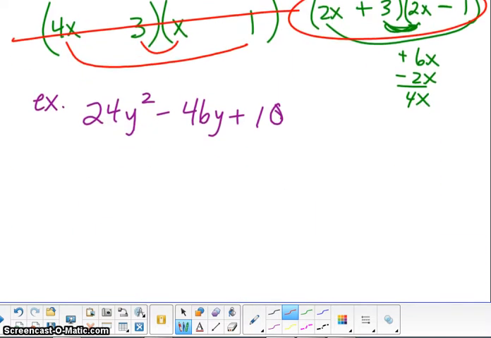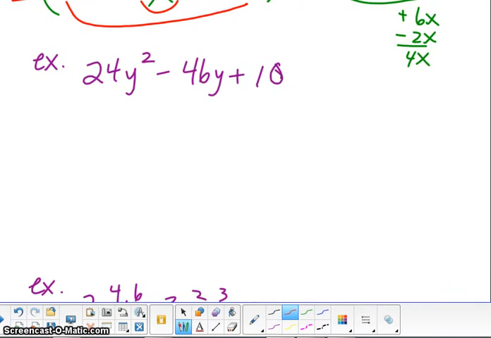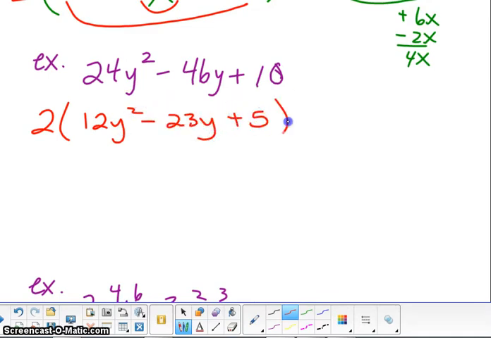Okay, the next one is in descending order, so we are good to go there. And I already see that I have a greatest common factor, which you know is the very first thing to do. And if I take out a 2, I am left with 12y squared minus 23y plus 5. And that may be very helpful just because it will be smaller numbers.